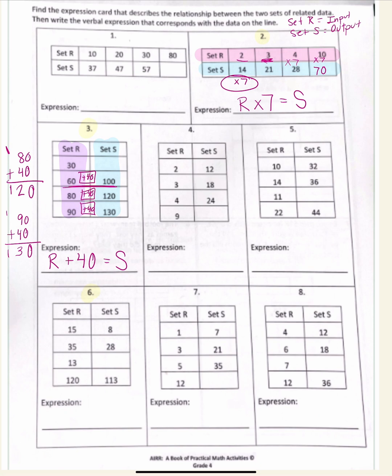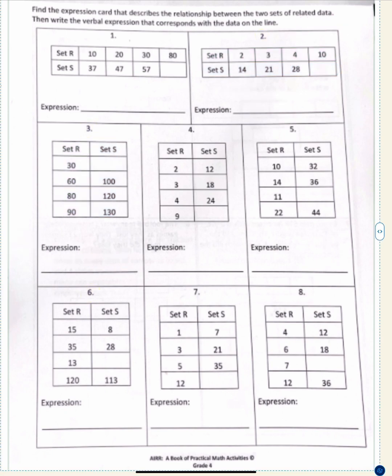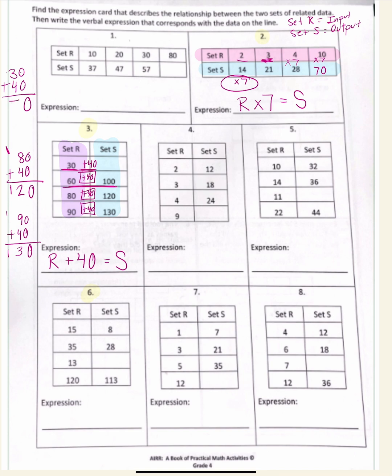Okay, well, now that we know the rule, let's apply it up here to our missing piece. So we're taking our R, which was 30, and we're adding 40 to it. Well, 0 plus 0 is 0. 3 plus 4 is 7. Which means that right here, that 30 plus 40 would be 70.